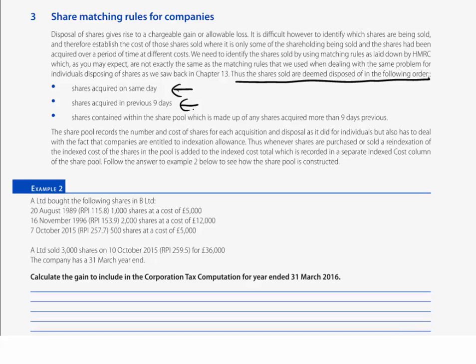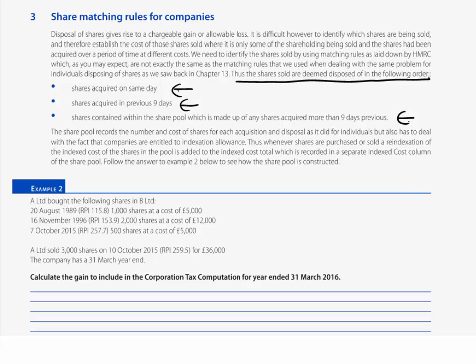Where most, if indeed not all, of the work that you're going to have to do in an exam question is going to be involved is in this third one. It's the share pool. Shares contained within the share pool, which is made up of any shares acquired more than 9 days previous. Now, as I say, it's possible that when you see a disposal, some of that disposal may be related to an individual acquisition that did happen to fall within the previous 9 days. But almost certainly, the majority, if not the entirety of the disposal, will have to be matched with the share pool.